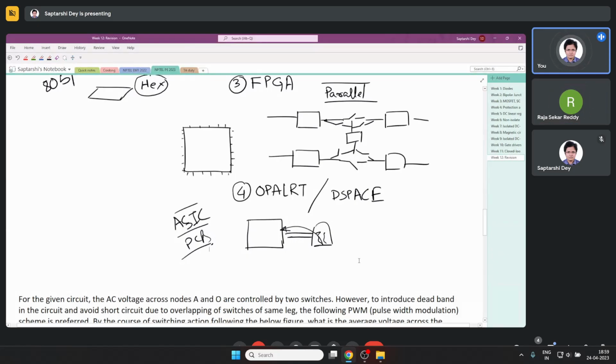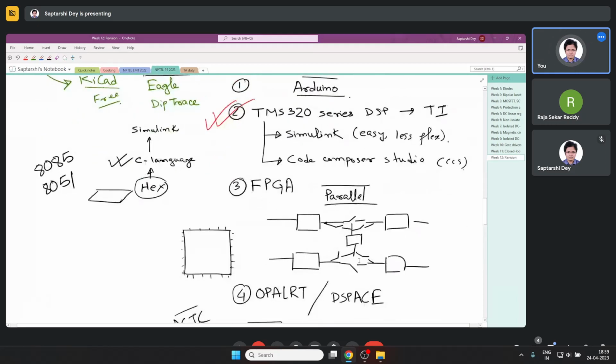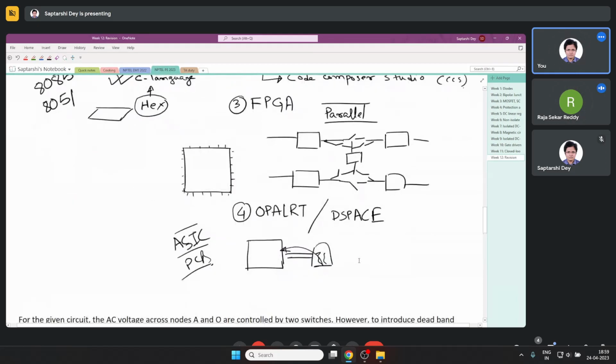So these things are the controllers that we use mostly in research. There are people, I have seen my friends sometimes using PIC, another controller. They would program it and burn the controller with a PIC kit and then run the circuits with it.